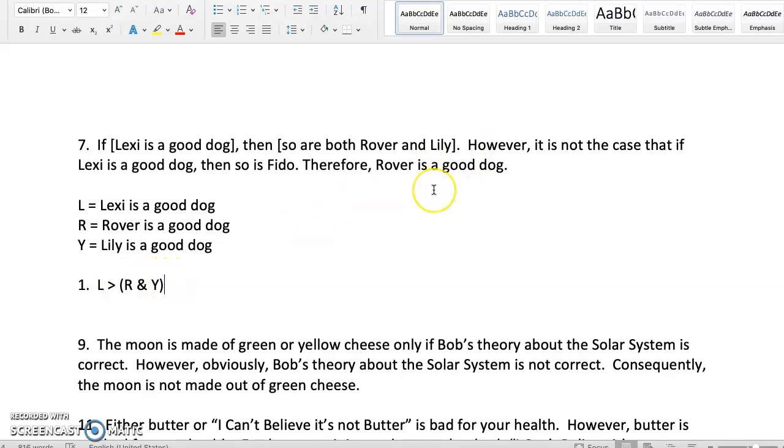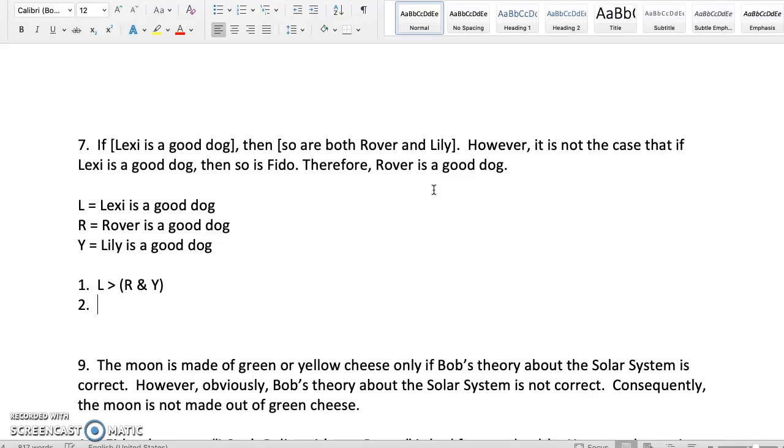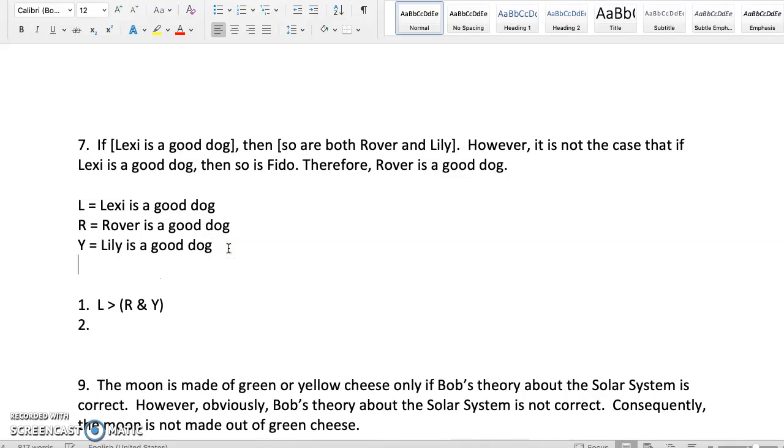Okay, next premise. It is not the case that, so that's the negation. We don't need to translate that. If Lexi is a good dog, we already have that sentence, then so is Fido. So we need a new sentence there for Fido is a good dog. And it is not the case that, okay, so everything after that we can put in brackets because it is not the case that applies to everything that comes after it.